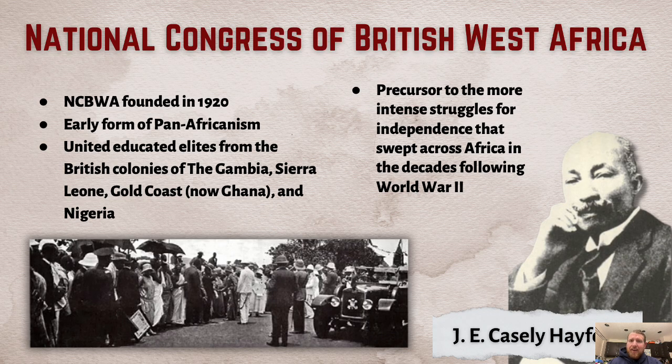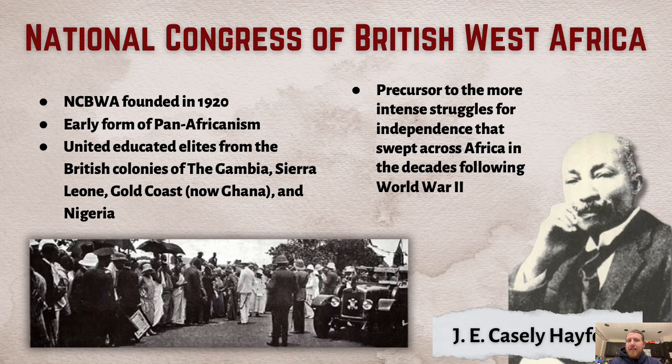Its primary objectives included the promotion of unity and cooperation among British West African colonies, the establishment of a West African Court of Appeal, the formation of a legislative council in each colony with significant African representation, and then also the improvement of educational opportunities.